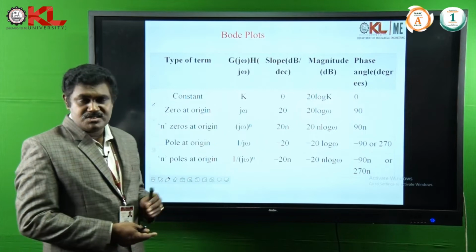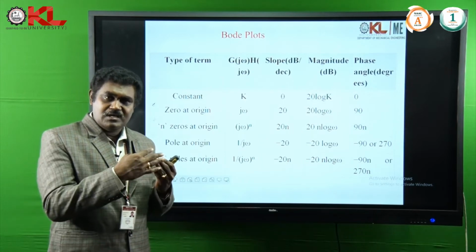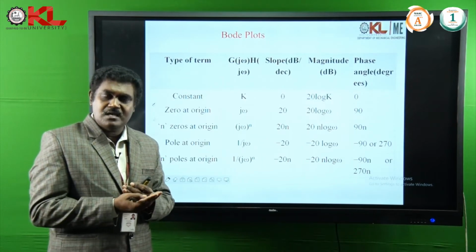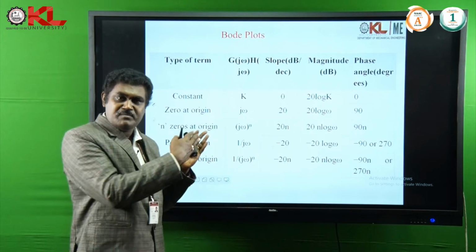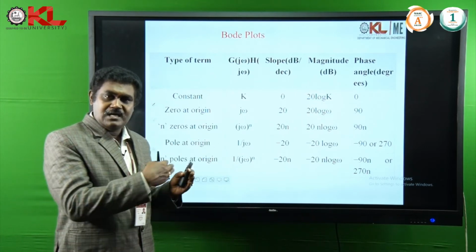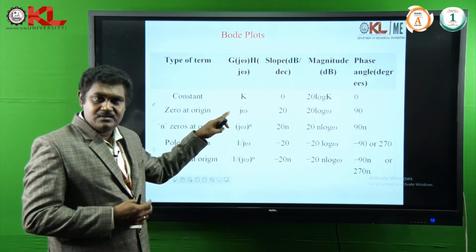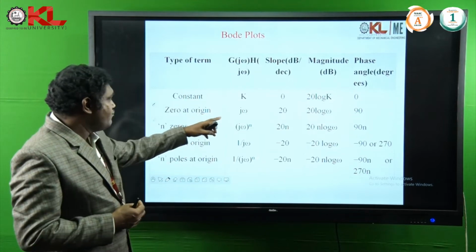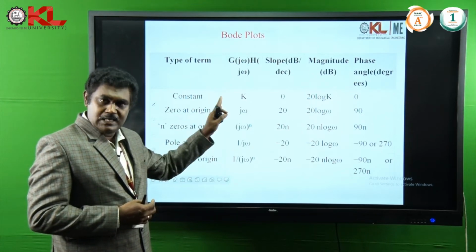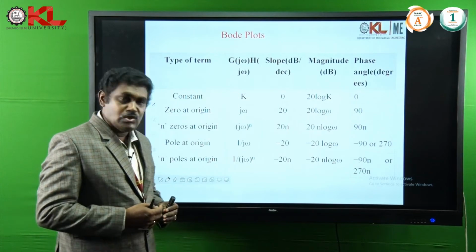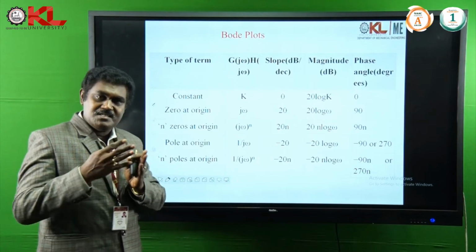Next, a zero at the origin. Generally a transfer function has zeros and poles, so check whether any zero or pole is at the origin. Based on that, you first find the magnitude value and the phase angle, and then go for the Bode plot. A zero at the origin means s, and s represents jω. If the transfer function G(jω)H(jω) is equal to s, that is jω, then the slope is 20 decibels per decade; in each decade the magnitude changes by 20 dB.